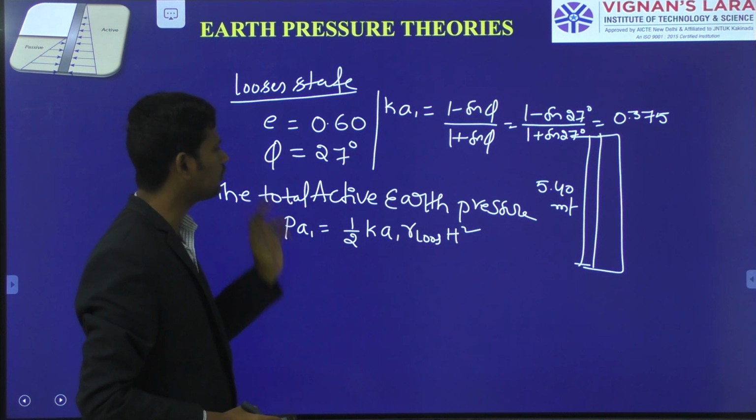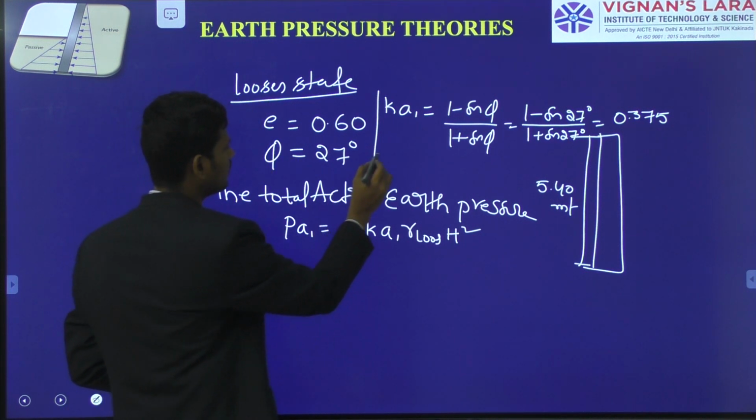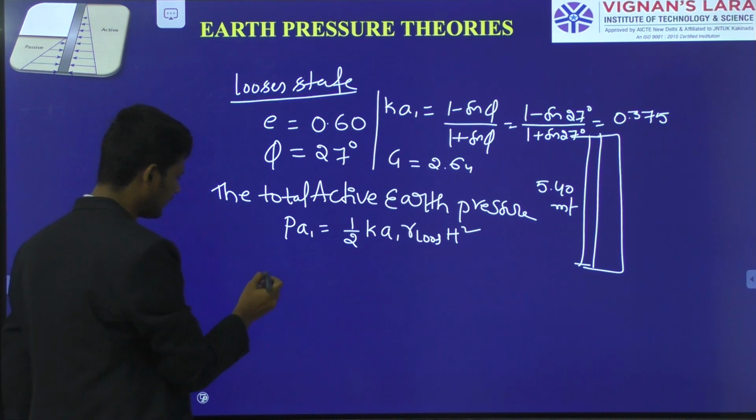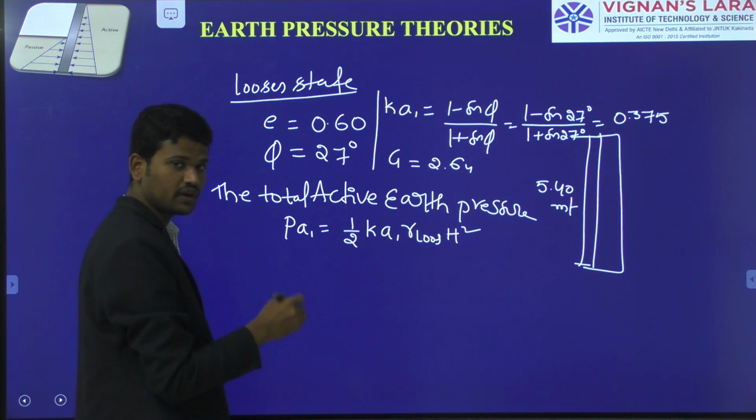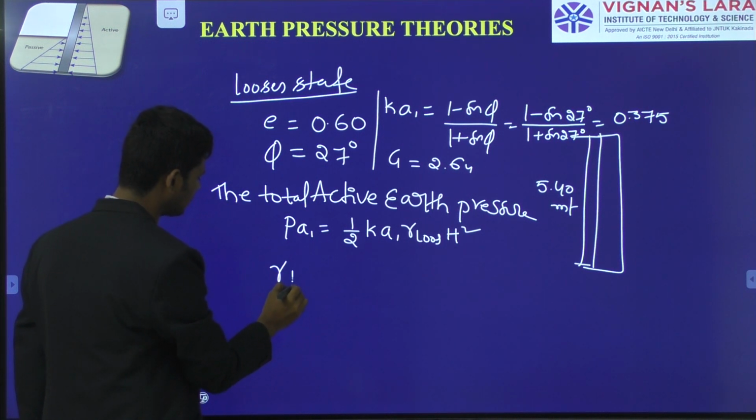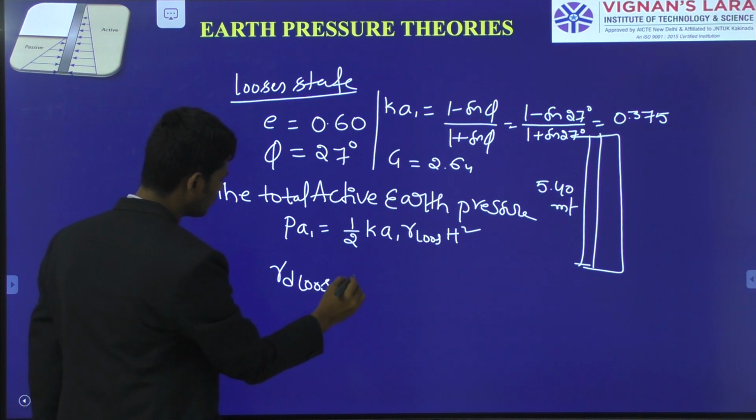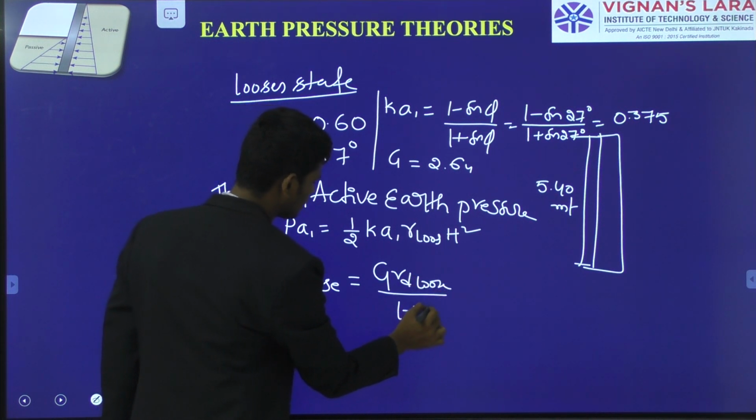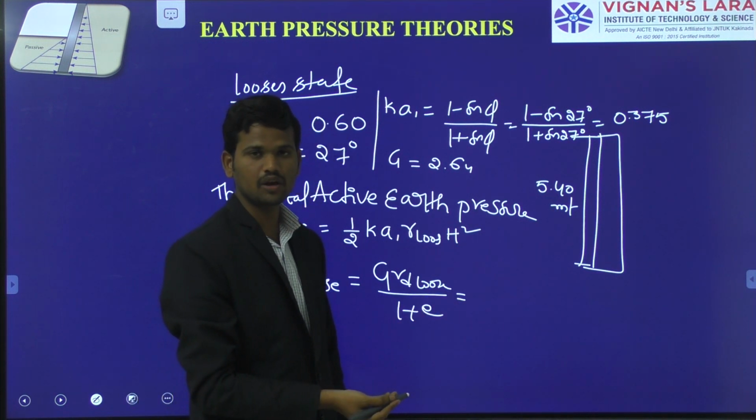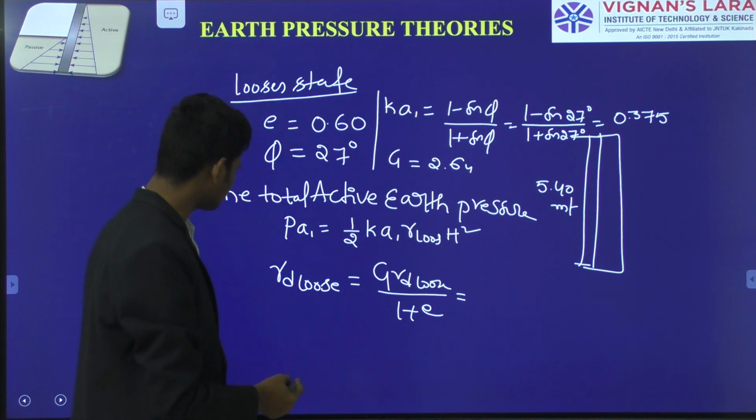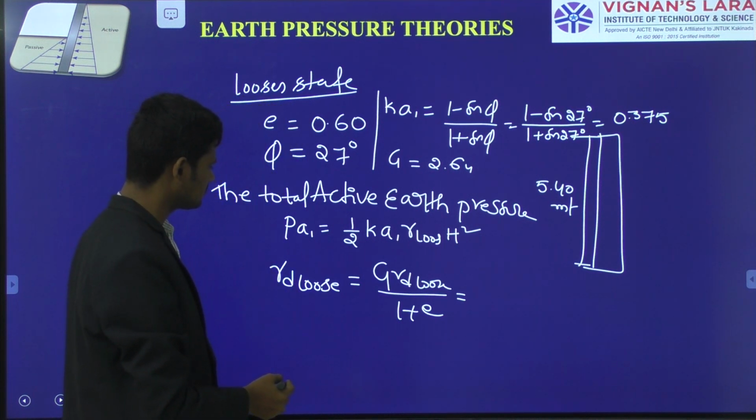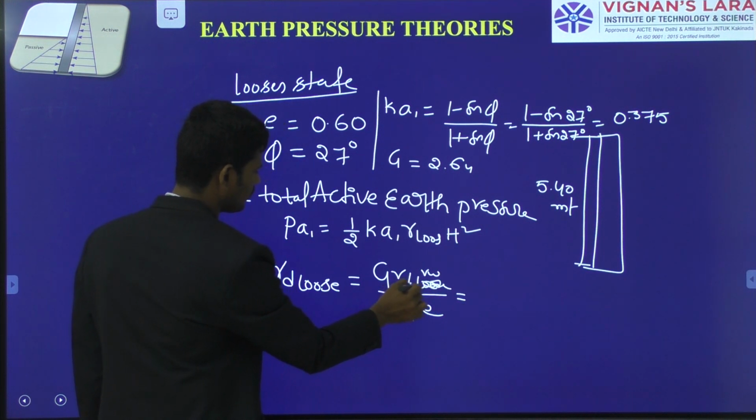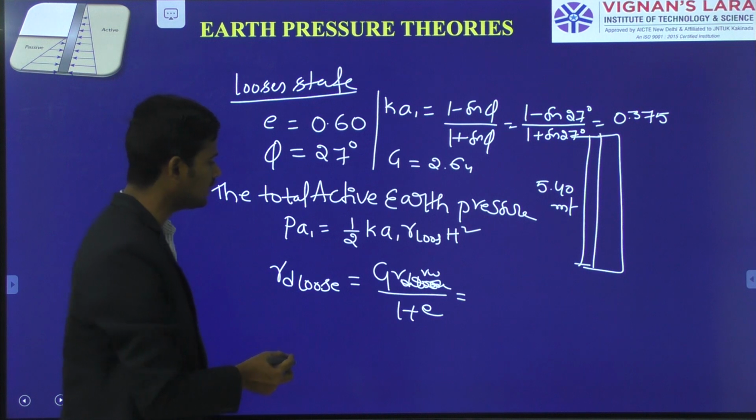Here e value I know, phi value I know, and the specific gravity of the soil is also given in the problem as 2.64. Now I am calculating the density of the soil, that means the unit weight of the soil in the loose state, gamma D loose. Gamma D equal to G gamma W divided by 1 plus e.